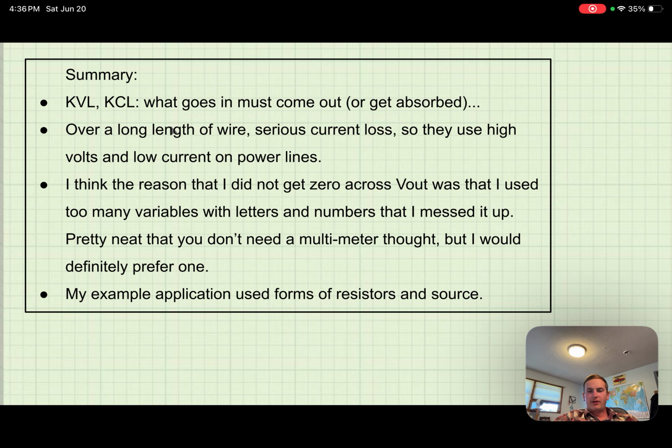Yeah, so in summary, KVL, KCL, essentially, what goes in must come out. And in my example, it's like there's an asterisk and then get absorbed, right? Because obviously the same amount of water coming in is not the same amount of water going out. Some of it's getting absorbed.